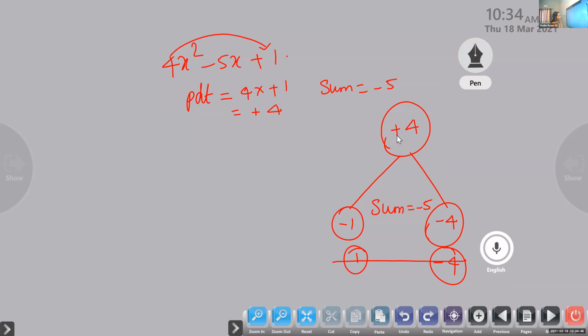Some mistake is there. Write down. Product is, change it as 4. Change the equation. Okay, change the equation: 4x square minus 5x plus 1. So now if it is -1 and -4, we'll get sum is -5, product is 4. So the middle term we can write as minus x minus 4x, so we write 4x square minus x minus 4x plus 1.